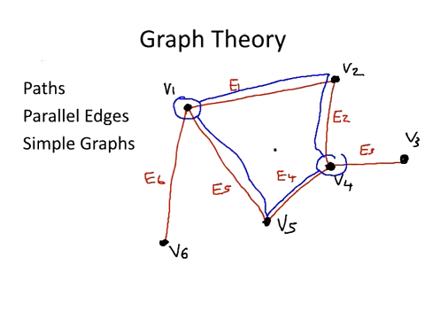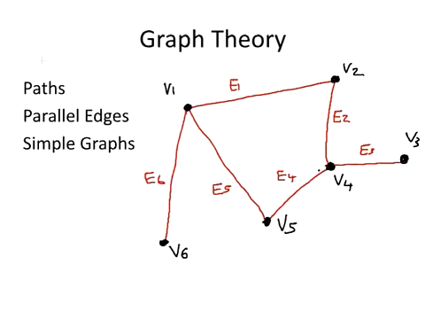A simple graph, I'm just going to talk about that first. A simple graph is when we have one edge between each pair of vertices. So as we have it there now, just bear with me a second, I'm going to get rid of those blue lines. As we have it now, this is a simple graph because between each pair of vertices there is only one edge. So as it stands now, simple.